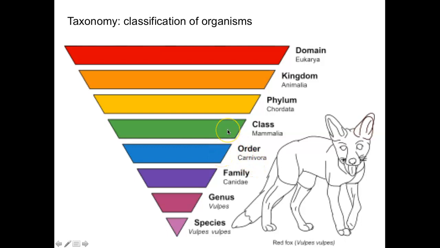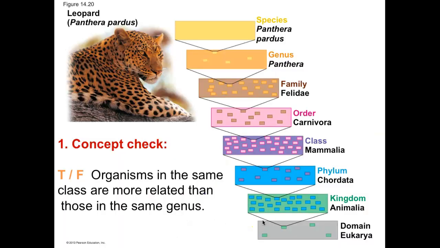There are some like deer, right? Deer are mammals, but they're not carnivores. And then you can narrow down out of all carnivores. You can look at just the canines. Then out of all the canines, you can just look at Vulpes, and then the species is our red fox.